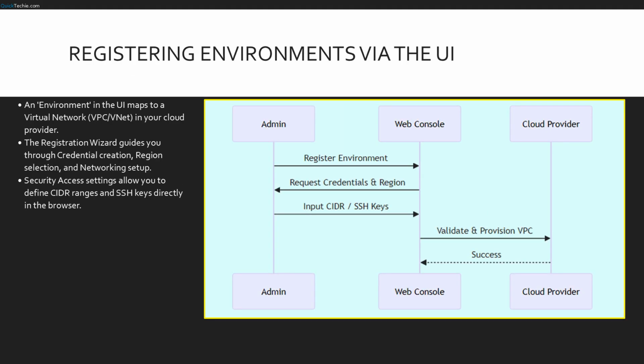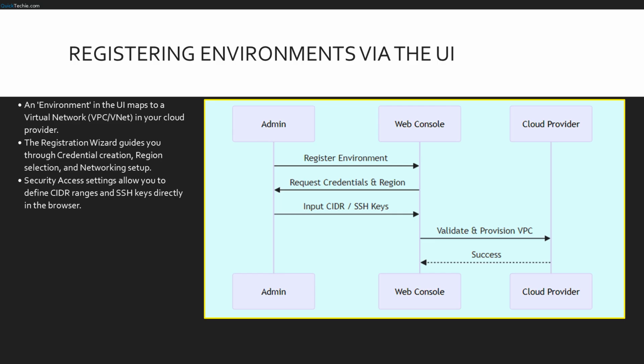How do we connect Cloudera to the cloud? We use the environment registration wizard within the web interface. An environment is a logical wrapper around your cloud provider's virtual network. When you click Register Environment, the UI walks you through a wizard. You will select your region, define your networking CIDR ranges to ensure valid private IP distribution, and configure security access. This web-driven workflow replaces complex manual config files, ensuring that the connection between the Cloudera control plane and your cloud account, like AWS or Azure, is secure and validated before any resources are provisioned.